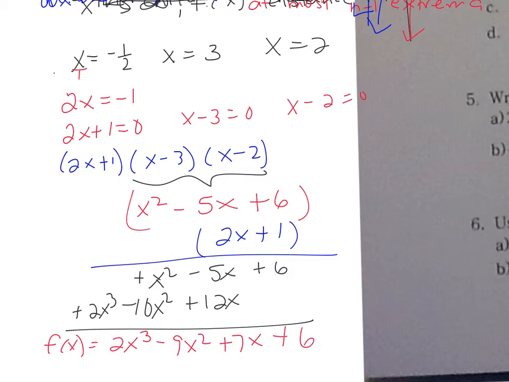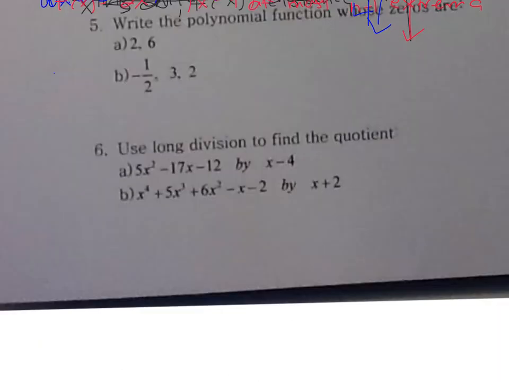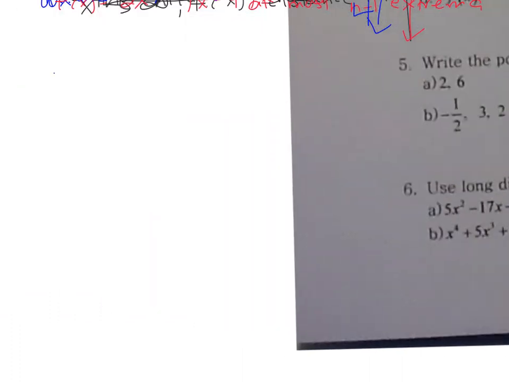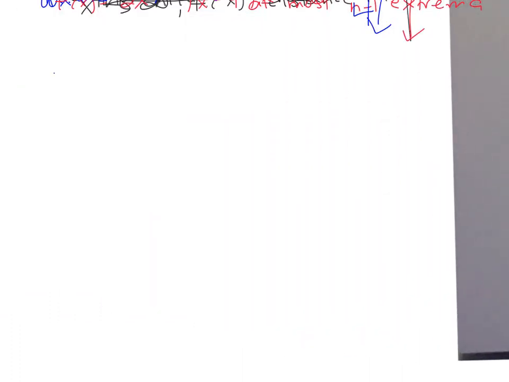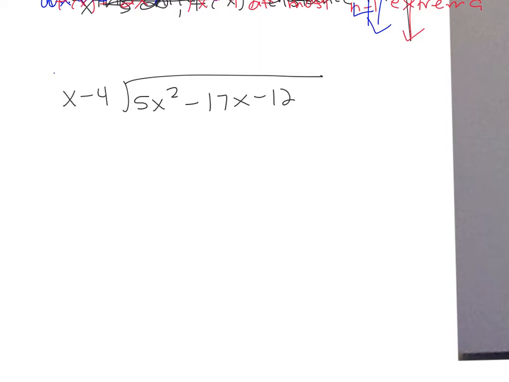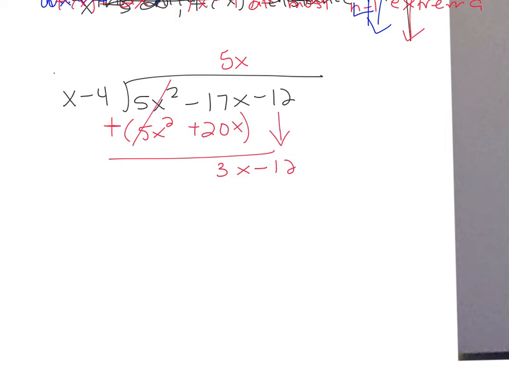Okay, let's take a look at number 6, which is the division. Okay, so number 6 is using long division. All right, so we have 5x squared minus 17x minus 12 divided by x minus 4. Okay, so x times what gives me 5x squared? That would be 5x. Multiply down, we get negative 20x and 5x squared. Subtract. The 5x squared cancel, so I have plus plus. So it's negative 17x plus 20x is 3x. Bring down the minus 12.